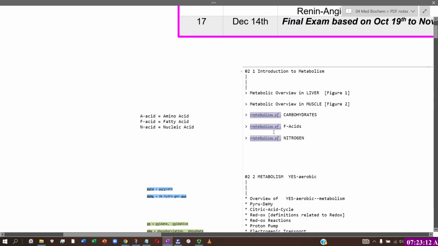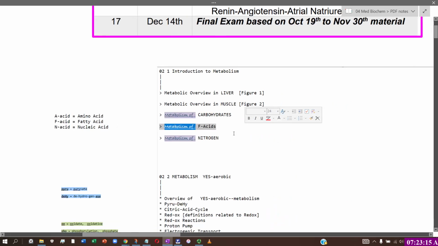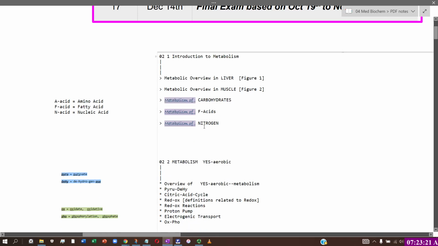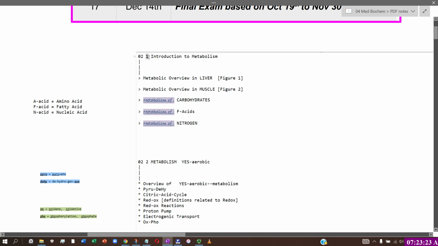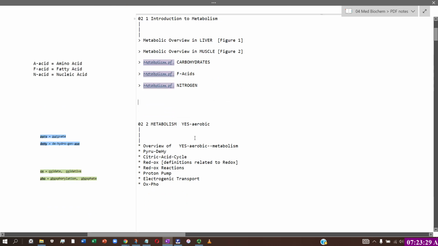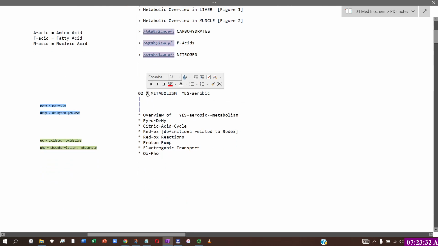So here, the topic covered is metabolism of F acids. Next, within PDF file number 1, you have metabolism of nitrogen. Moving on, this is now PDF number 2, metabolism that is aerobic as compared to not aerobic, otherwise known as anaerobic. And looking ahead, it doesn't look like we cover anaerobic, so here we go.